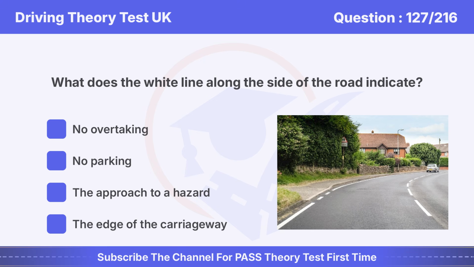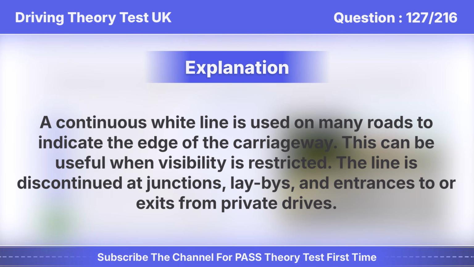Question 127. What does the white line along the side of the road indicate? Answer is D. The edge of the carriageway. A continuous white line is used on many roads to indicate the edge of the carriageway. This can be useful when visibility is restricted. The line is discontinued at junctions, laybys, and entrances to or exits from private drives.